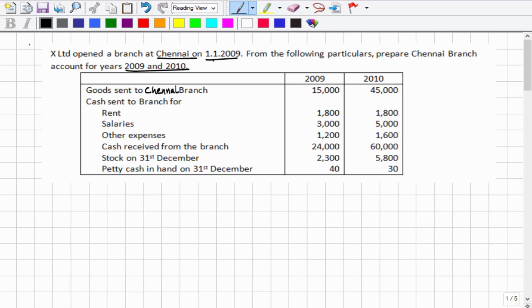Goods sent to branch, both years information available. Then cash sent to branch for rent, for salaries, for other expenses. Then we have cash received from branch, stock on 31st December both the years, petty cash position on 31st December. Okay. So with this we have to prepare branch account.